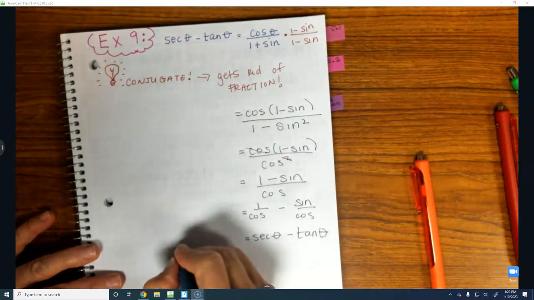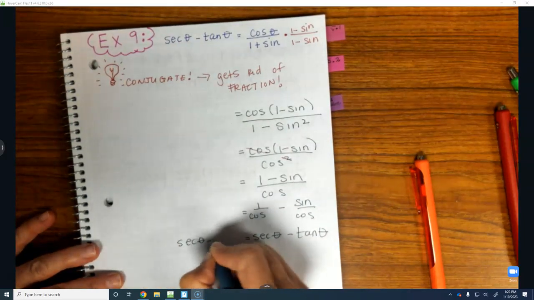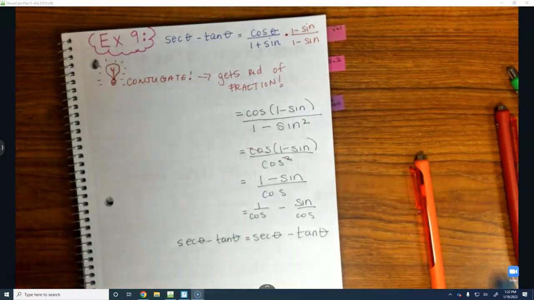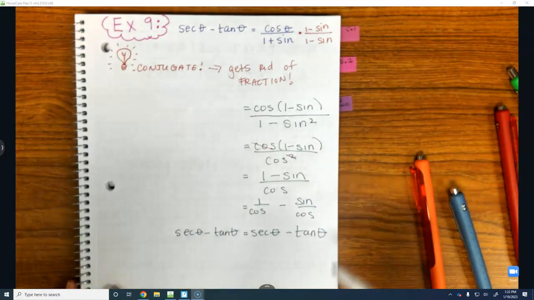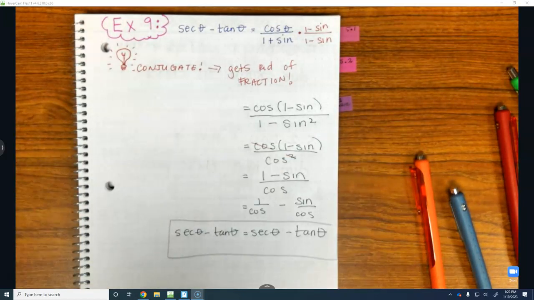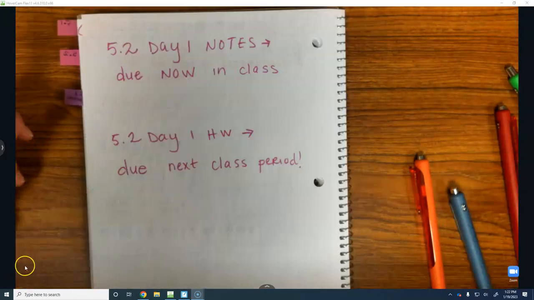I'm just going to bring down this other side. Secant theta minus tangent theta. We are so good. They both are identical. And we verified that trig property. All right, you're done.